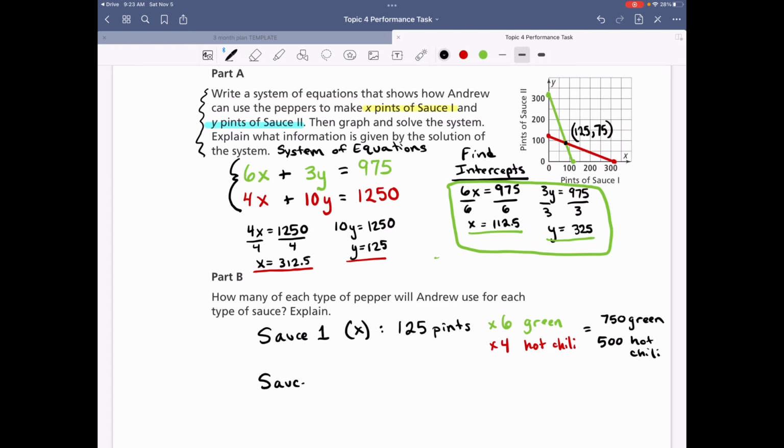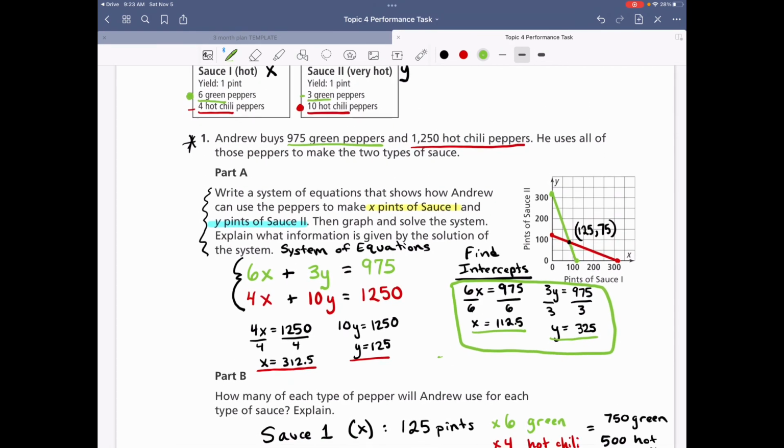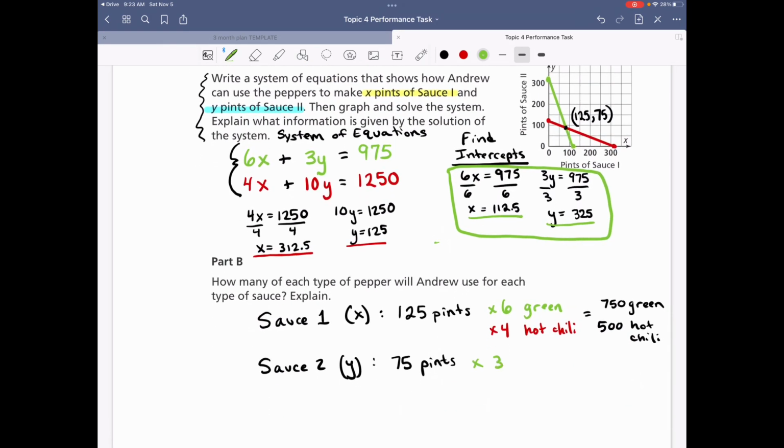For sauce 2, that's Y. He's going to have 75 pints, because that's our Y, right? We have an X and a Y. So we're going to times that by how many green does he have? 3 and 10 hot. 75 times 3 is 225 greens, and he's going to have 750 hot.